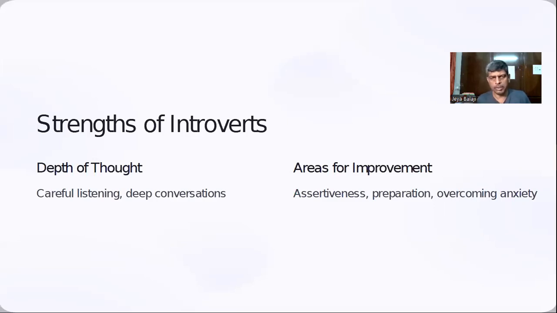Areas of improvement for introverts are that they can be more assertive in meeting people and talking to people. They can prepare ahead for any of the meetings and interactions they are going to have. They can be prepared so that they will be at ease in discussing their topics. They can work on their anxiety and overcome anxiety levels so that they'll be able to comfortably face any situation.